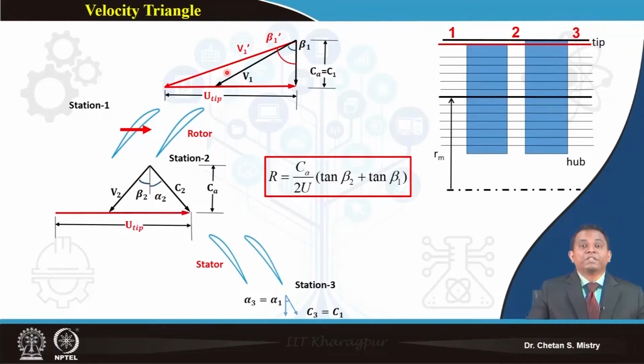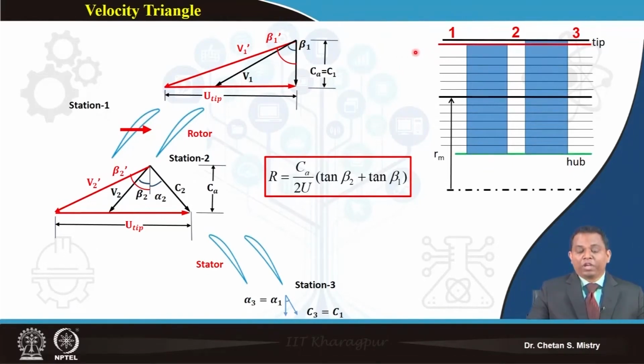In the same way, if I am considering the exit of my rotor, I will have my outlet relative velocity as V2 dash and my angle as beta 2 dash. So this represents how my flow angle and my relative velocity change near my tip region. Okay.